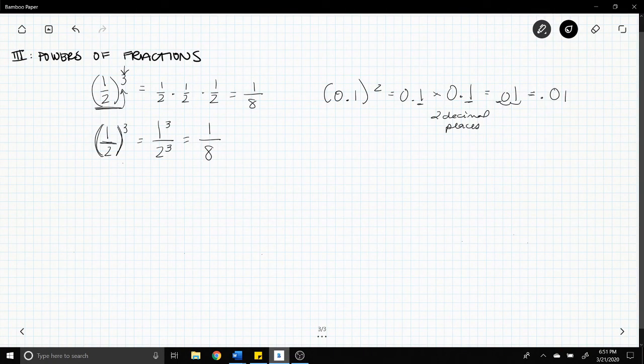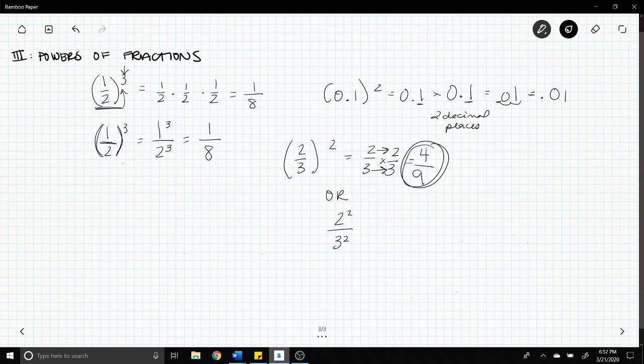Example 3, now on page 481, it says 2/3 squared. So what does this mean? It means we're taking this factor and multiplying it twice, or if you want to think of it this way, 2 squared over 3 squared. Either way, you're going to get the correct answer. So multiply across: 2 times 2 over 3 times 3. Okay, so you should get 4/9 there. 4/9.